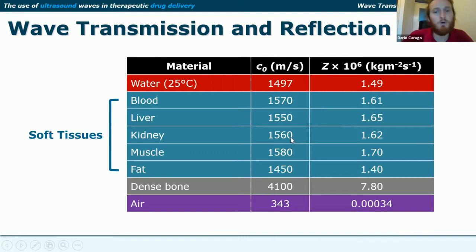Hard tissue, such as dense bone or cortical bone, instead has a significantly greater acoustic impedance and speed of sound and density as well, which means that if an ultrasound wave is traveling through soft tissues and then encounters hard tissue such as bone, it is likely that a significant proportion of that wave may be reflected backwards. Air has a very different acoustic impedance and of course a very different density. And ultrasound doesn't travel efficiently through air. So delivering ultrasound to tissues such as the lungs, for example, which are filled with air, is a significant challenge.